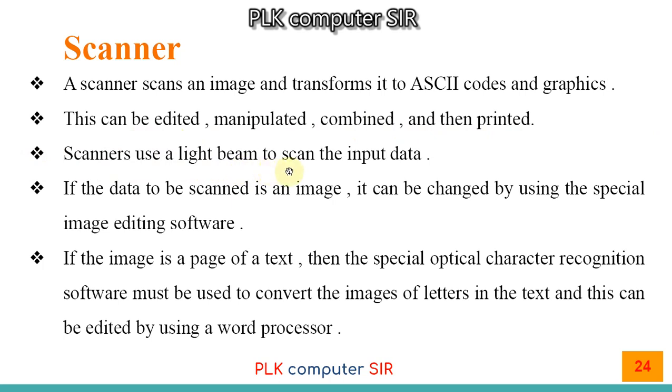A scanner uses a light beam to scan the input data. By using the light beam it will scan. If the data to be scanned is an image, it can be changed by using special image editing software. So using any image editing software we can work on the scanned image. If the image is a page of text, then special optical character recognition, that is OCR software, must be used to convert the image of letters into text, and this can be edited by using a word processor like Microsoft Word or Google Docs.